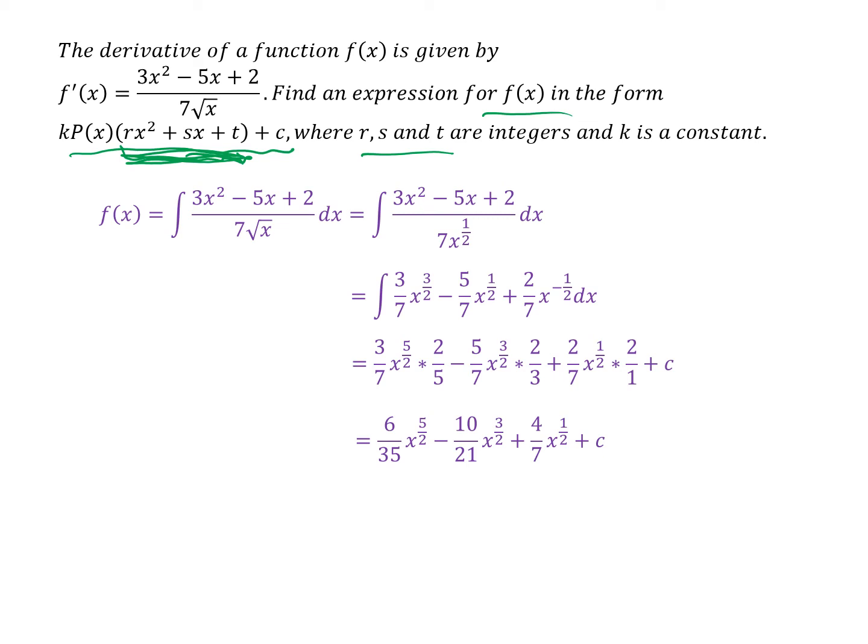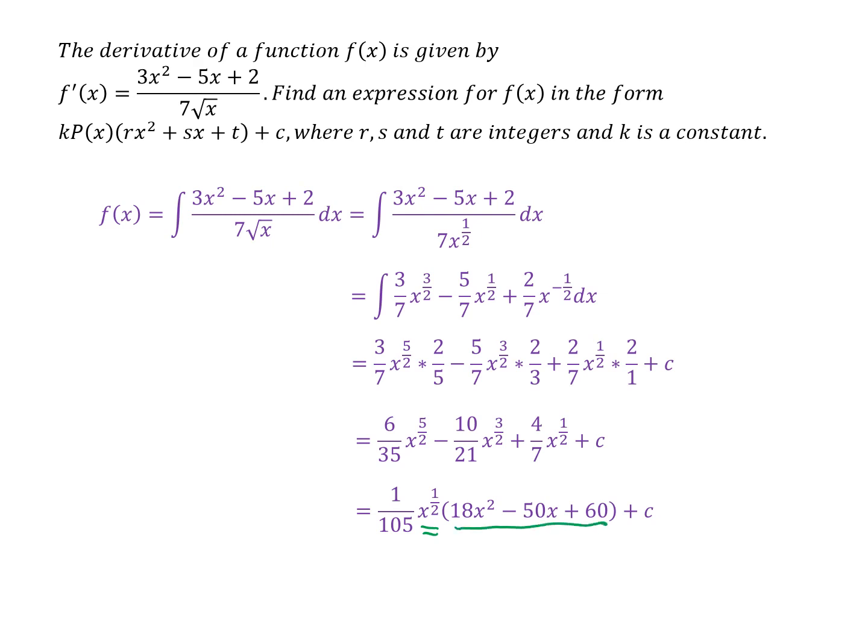So what I've got to do is to find the lowest common multiple of 35, 21, and 7, which is 105. So taking the 1/105 and the x to the power of a half outside of these brackets, what I have to have inside is that to balance the books. You'll see that if you multiply this out, this comes back to the original expression.